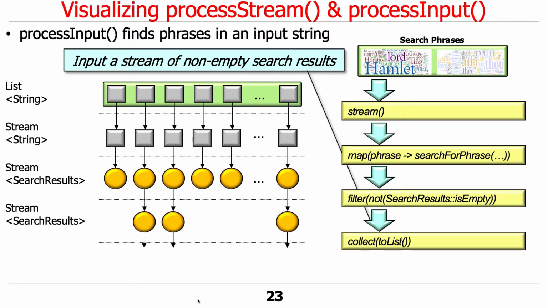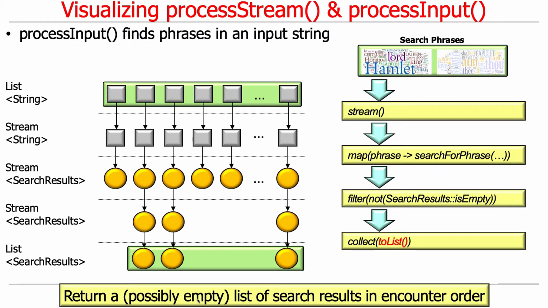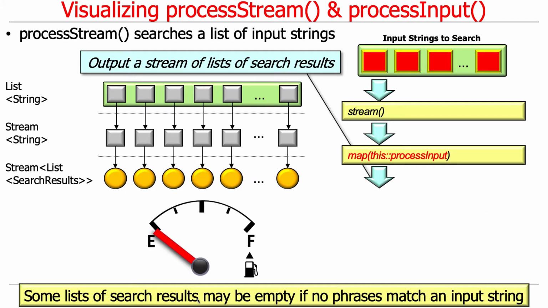We then call collect. That triggers the intermediate processing, and it converts the stream of search results into a list of search results. And it might, in fact, be an empty list of search results, because none of them may have been found in a given work of Shakespeare. So keep in mind that that list may be empty, and that will become important later.